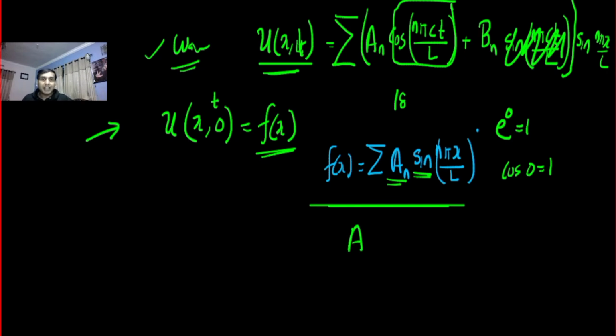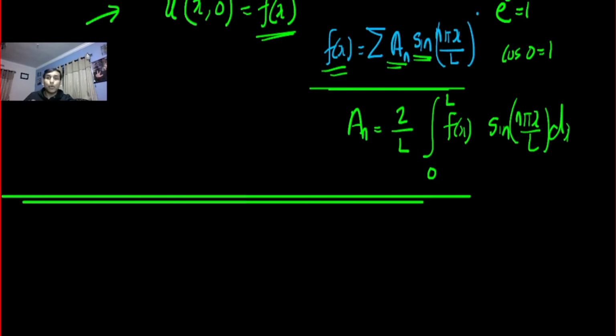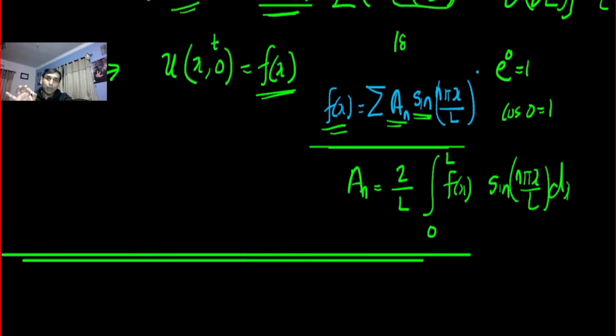Anyway, an is given by 2 by L integral, whatever be the limits. Basically, it will be 0 to L because it's given L. But when I taught Fourier, you might remember, you put basically the limits given by the period. Function, this f of x multiplied by sine n pi x by L. I hope you remember this formula. I hope you're still writing the important points.